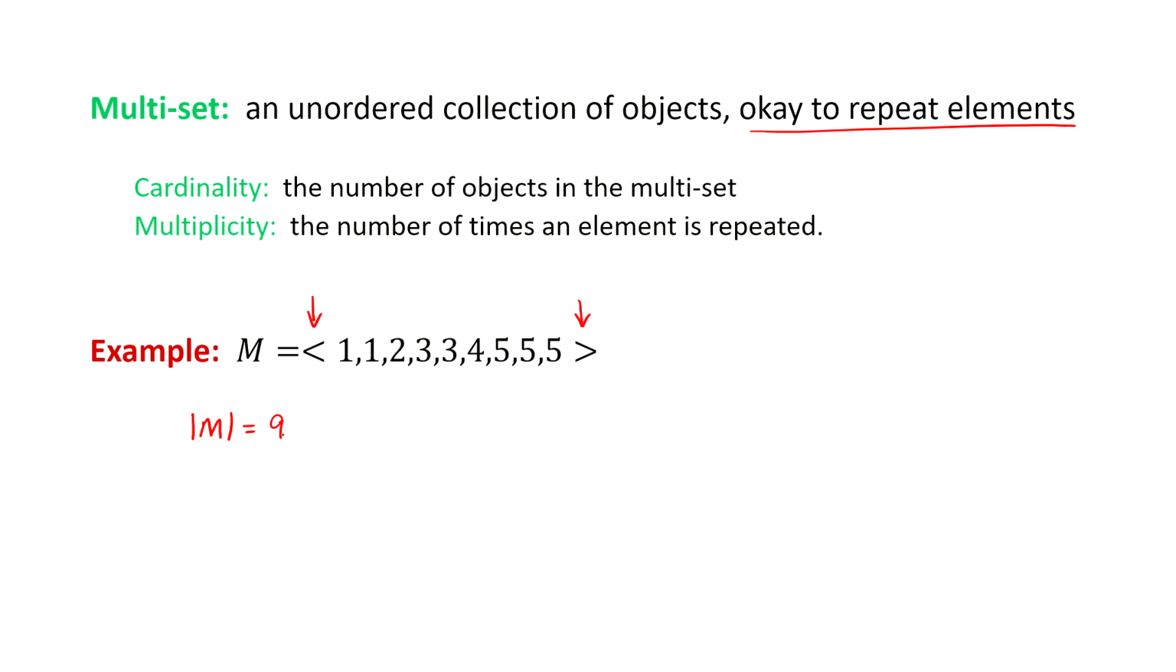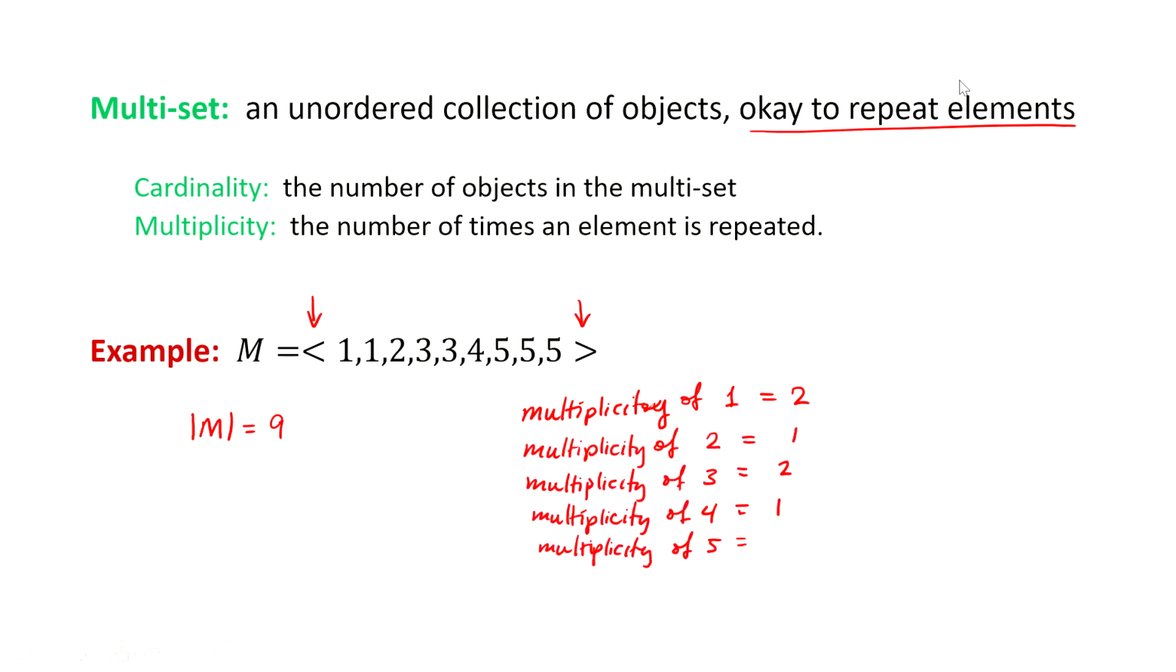Notice I did go ahead and count each copy of the repeated objects. And you can also talk about the multiplicity of each of these objects. So for example, if we talk about the multiplicity of 1, we would say that's 2 because there's 2 copies. And then you could say the same thing for each of the other elements in the set as well. So then we see here that there's 1 copy of 2, there's 2 copies of 3, 1 copy of 4, and 3 copies of 5, which gives us all of our multiplicities.